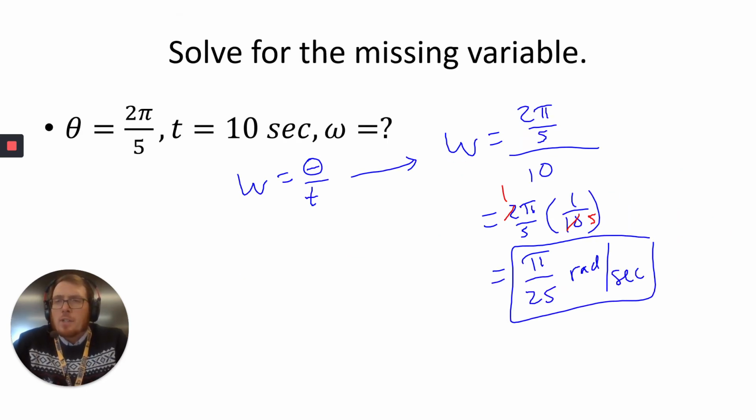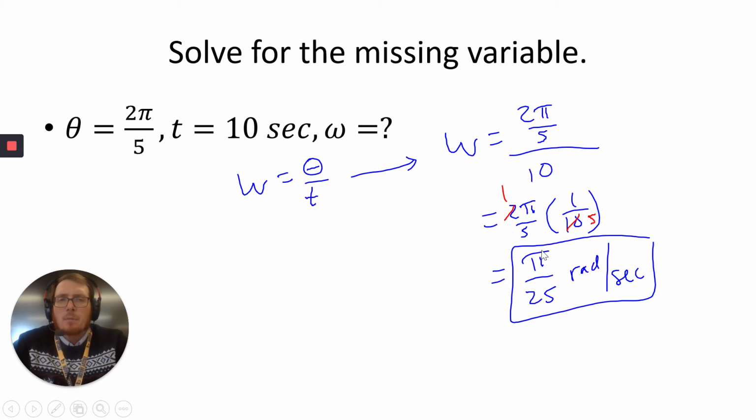Okay, so this question gives you theta, gives you time, solve for omega. This question is here because I want to talk about the complex fraction. So theta is 2 pi over 5 and then divided by 10 seconds. You just want to rework it a little bit and make it multiply by 1/10. Anytime you have a complex fraction, just do times its reciprocal.